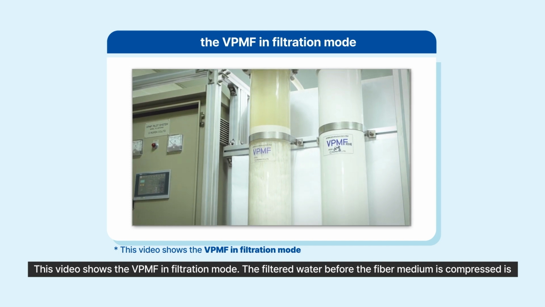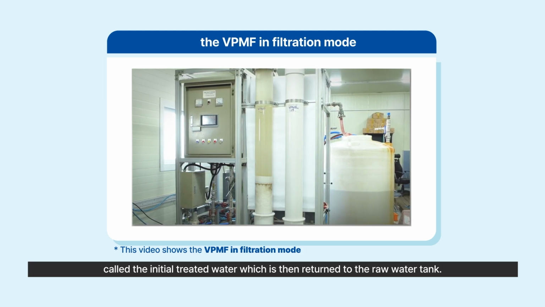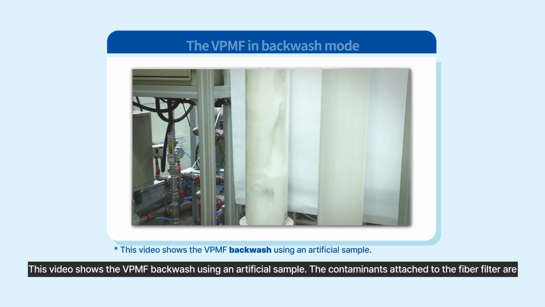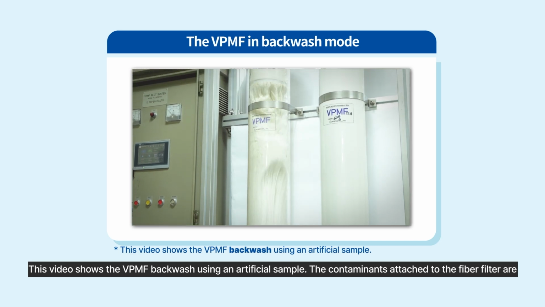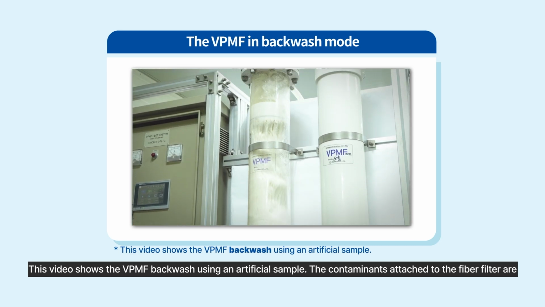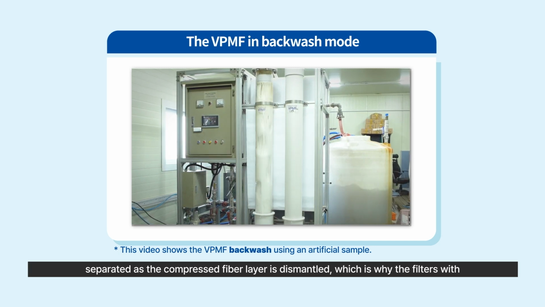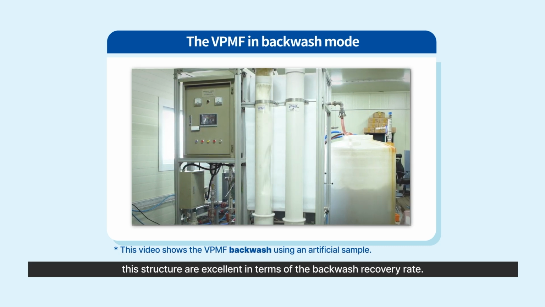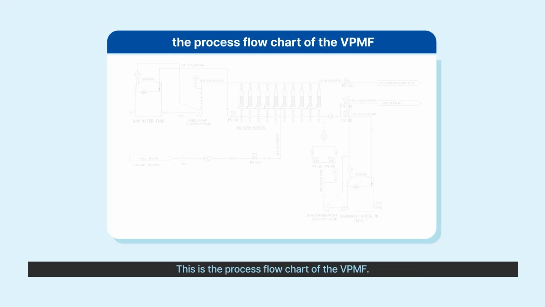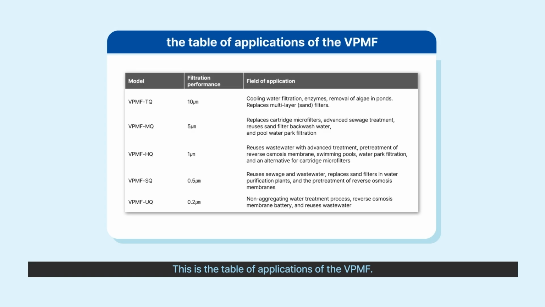The filtered water before the fiber medium is compressed is called the initial treated water, which is then returned to the raw water tank. This video shows the Vpmf backwash using an artificial sample. The contaminants attached to the fiber filter are separated as the compressed fiber layer is dismantled, which is why filters with this structure are excellent in terms of the backwash recovery rate. This is the process flow chart of the Vpmf. This is the table of applications of the Vpmf.